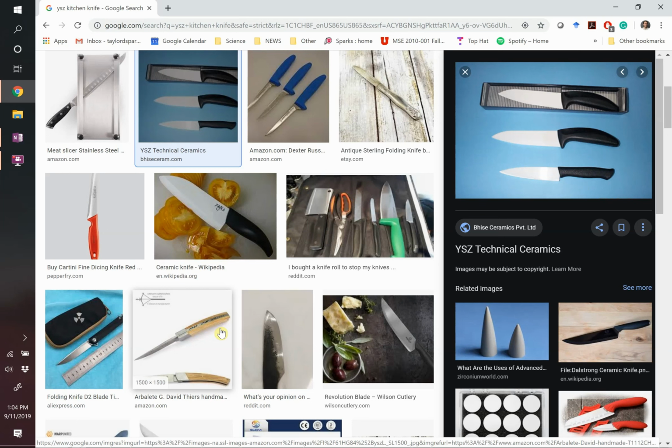So ceramic knives are great. If you haven't cut with one before, give it a shot. It'll blow your mind. You'll never go back to cutting tomatoes again with a regular old boring knife.